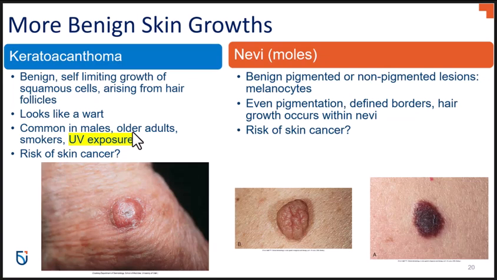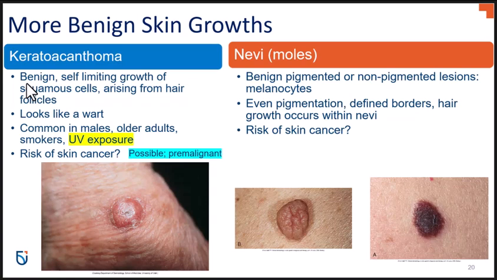It's more common in males, more common in older adults, also more common in smokers. But also, like many skin conditions, UV exposure is considered to be a risk factor. And so going on with our trends here, is there a risk of skin cancer? The answer is possible. Usually it will clear up on its own, but if it doesn't and it continues to persist, it is possible that it could transform into skin cancer. And just like what I discussed on the last slide, the type of cancer it could potentially transform into is a squamous cell carcinoma.